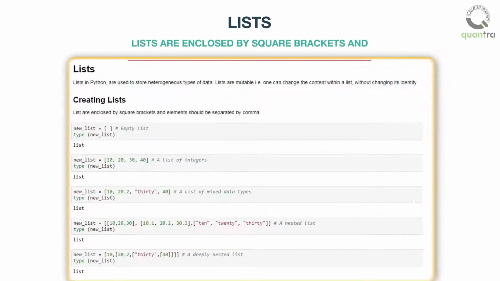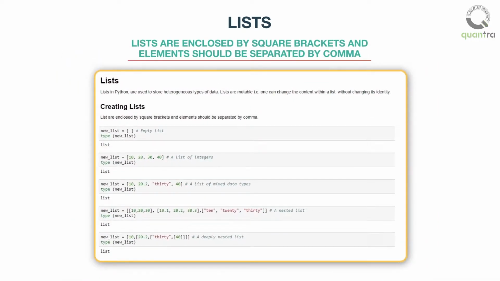Syntax. Lists are enclosed by square brackets and elements should be separated by a comma. You may pause the video and have a look at the few examples shown on the screen.